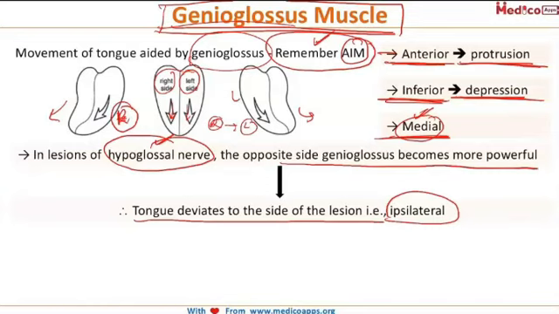Apart from the movement of the tongue being affected, the larynx is also affected. If the hypoglossal nerve is affected, the larynx will move to the contralateral side, unlike the tongue that moves to the ipsilateral side. Why is that? It is because the hypoglossal nerve, apart from supplying the tongue muscles, also supplies some strap muscles of the neck through the C1 fibers.